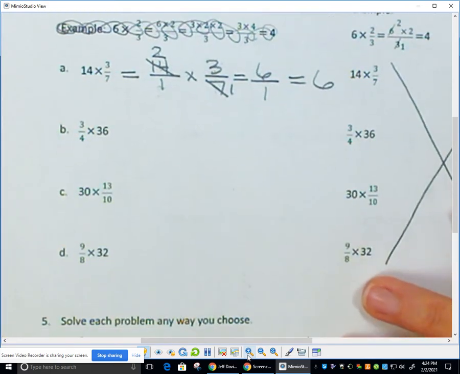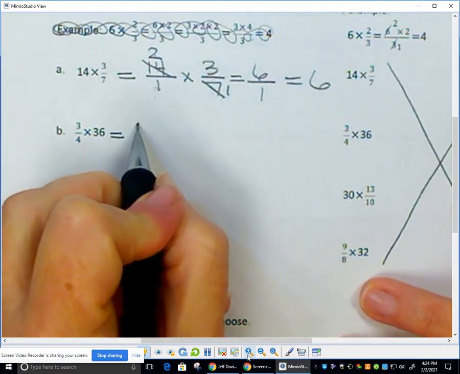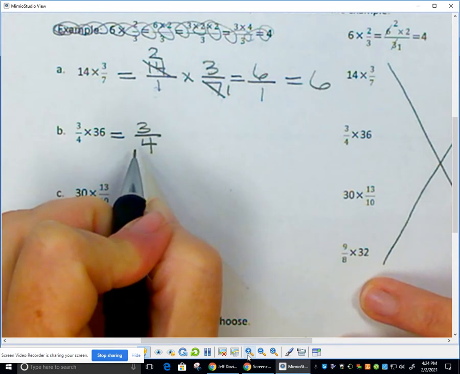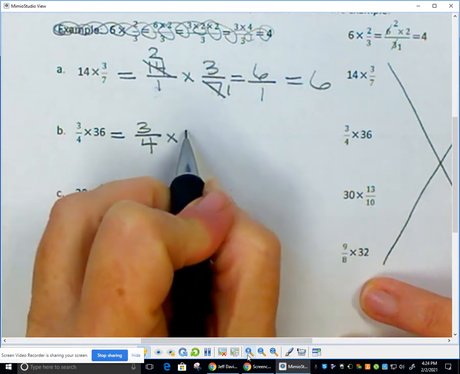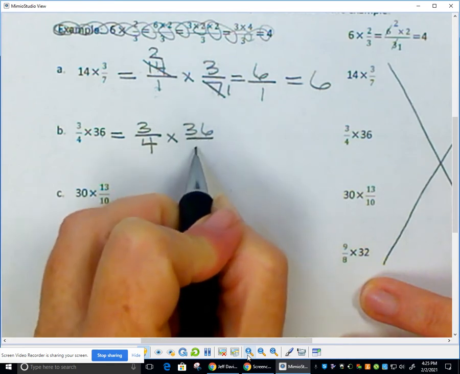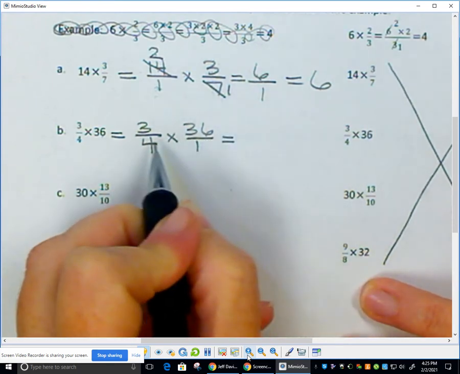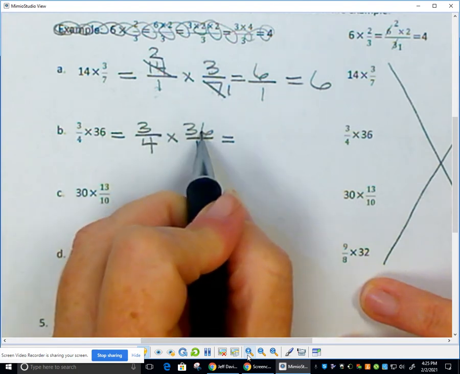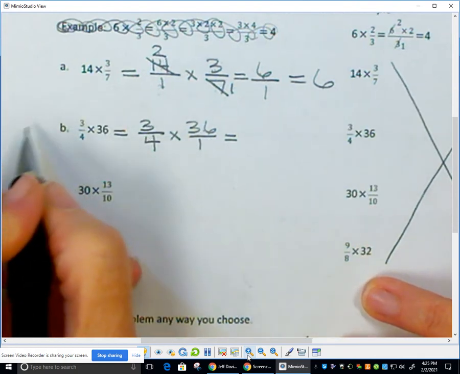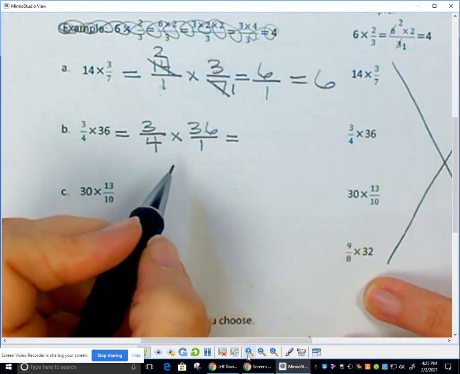All right, let's go look at B. Equals 3/4 times, we'll take the 36 over 1. See, normally we would come across and say 3 times 36. That would cause you to have to do extra work. Let's reduce these by cross-canceling.